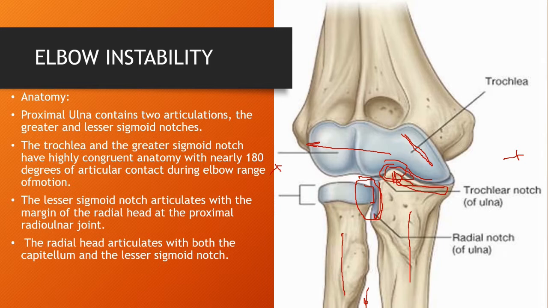Finally, the radial head articulates with both the capitellum here of the distal humerus and also the lesser sigmoid notch here of the ulna bone. So these are both areas where instabilities can manifest at the radiocapitellar joint here and then also at the proximal radio-ulnar joint here. So these all represent areas of potential instabilities of the elbow.